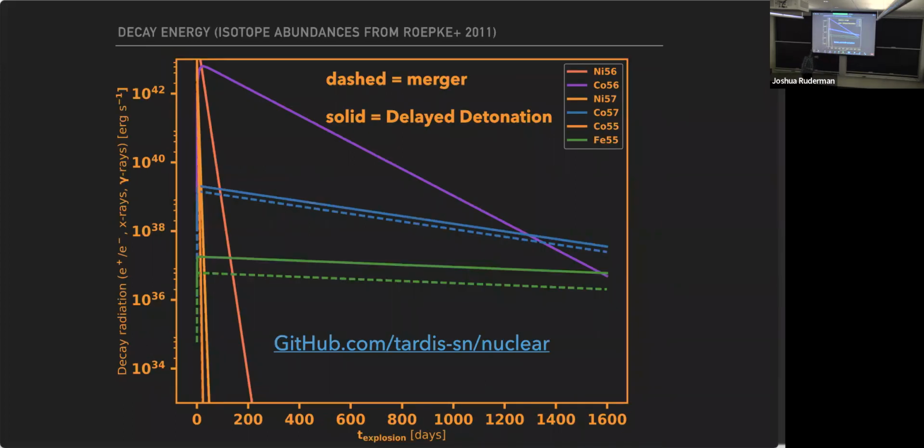So why does this matter? It doesn't matter for the first couple of hundred days, because nickel-56 decays in a couple of days and cobalt-56 in about 77 days. But after a long while, after 600 or 800 days, the decay of cobalt-57 and iron-55 starts to matter compared to the cobalt-56 decay. So if you observe a supernova very late, you could potentially measure the central density of the exploded white dwarf.